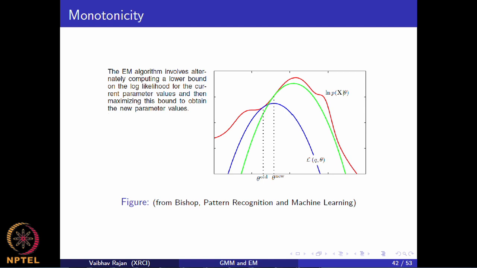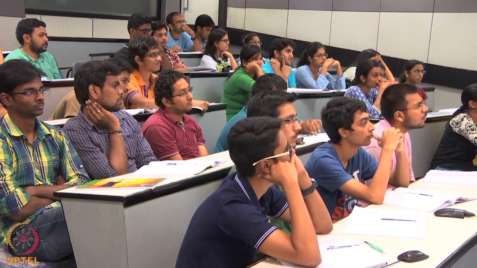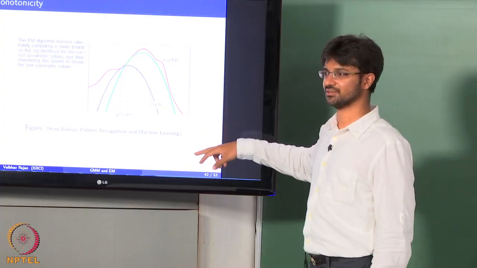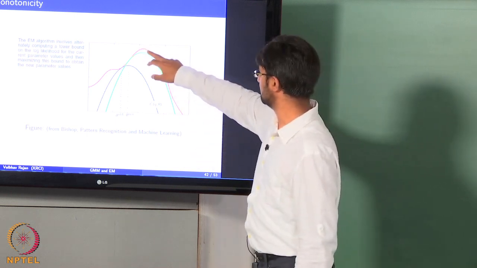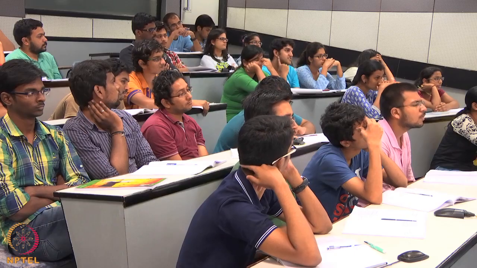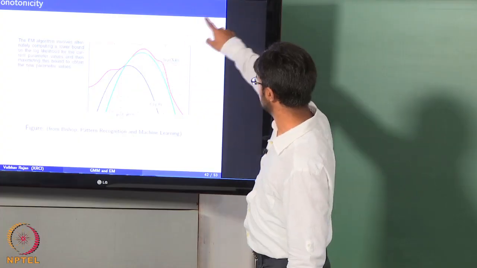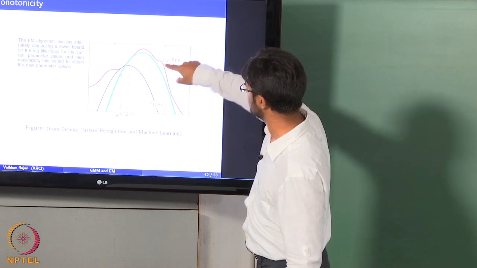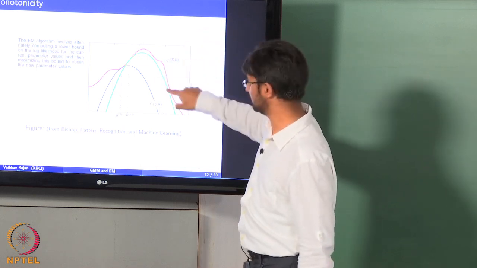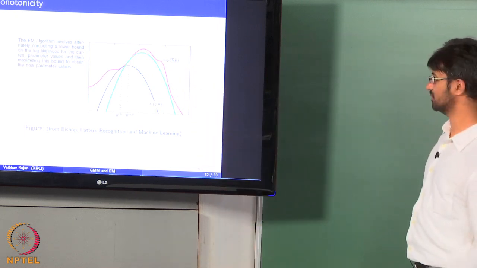Why would it get stuck in a local optimum then? It looks optimal here. Sorry? Yeah, because what if we get to a saddle point? The likelihood curve need not always be like this. For example, the likelihood value can be something like this. Suppose it goes like this, then at this point it is not guaranteed to go up that way. It will just stay in this region. So it's the usual problem with optimization.